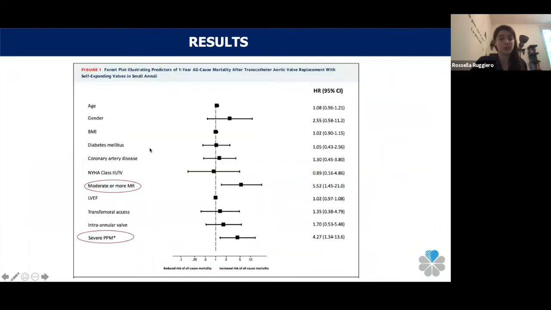A one-year multivariate analysis was also performed, and the authors observed that, as expected, as we all know, moderate or more than moderate mitral regurgitation is associated with poor outcomes, but also the occurrence of severe PPM is associated with poor outcome at 1 year follow-up.